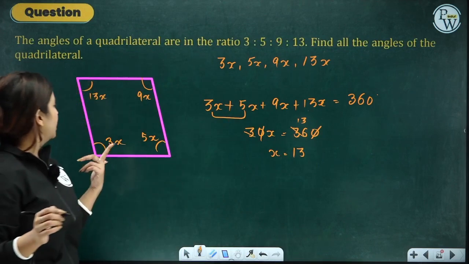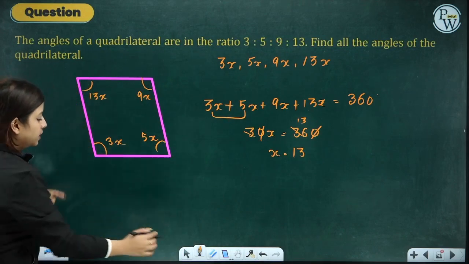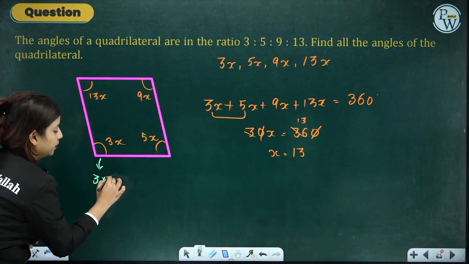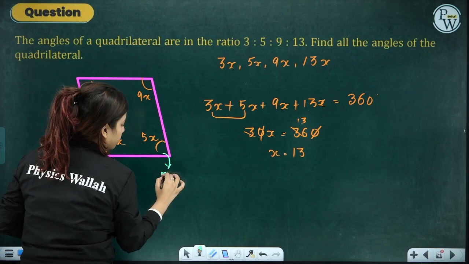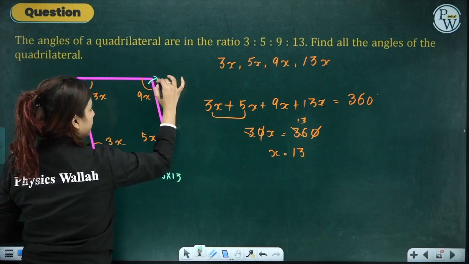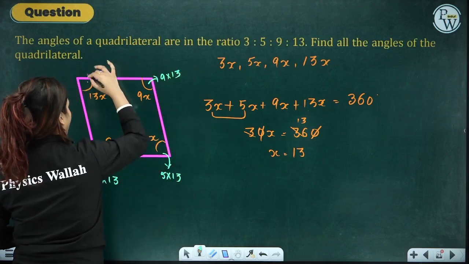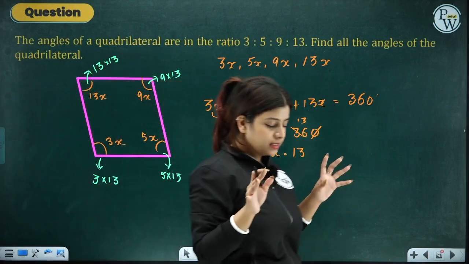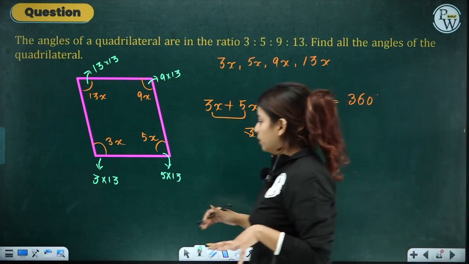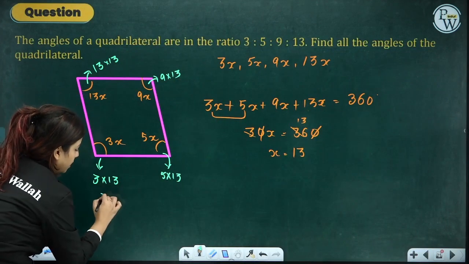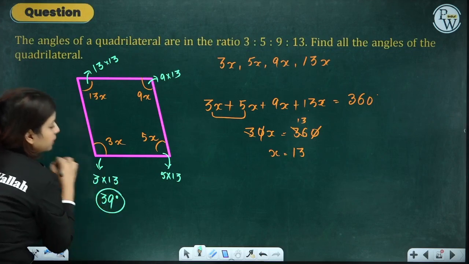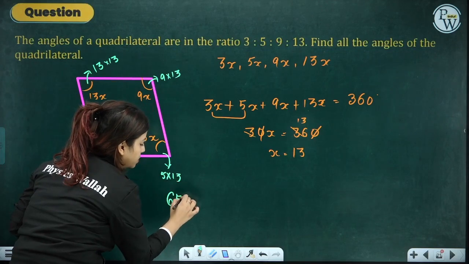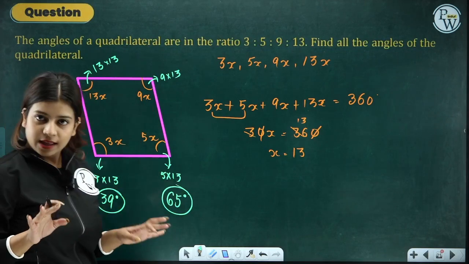Now we have to find all the angles of the quadrilateral, right? So this particular angle, students, will be equivalent to 3 into 13. This will be equivalent to 5 into 13. This will be equivalent to 9 into 13. And this will be equivalent to 13 into 13, as simple as that, right? So simply what we can say is that this angle will give us what? 39 degrees. So this angle will be equal to simply what? 39 degrees. This angle will be equal to 65 degrees, as simple as that, right?